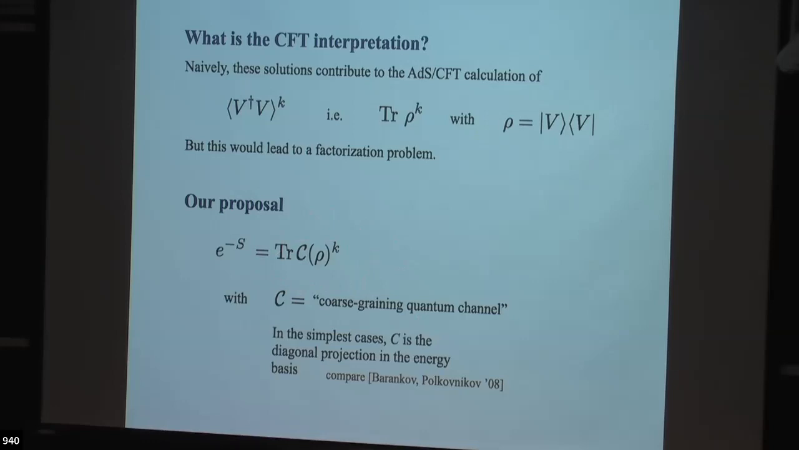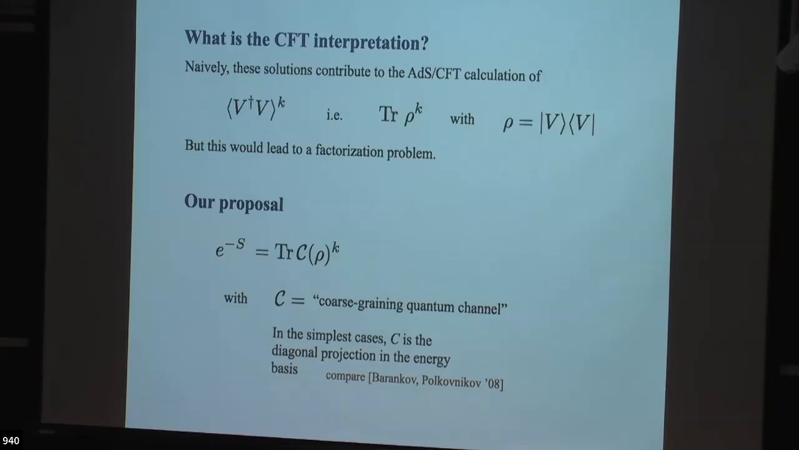So, as far as the original trace rho to the k goes, are you saying that those saddles don't contribute, or there will be additional contributions which restore factorization? Yes, that's the proposal, but still some gross features are captured. And it passes various checks. I wouldn't say it's exactly derived from first principles.